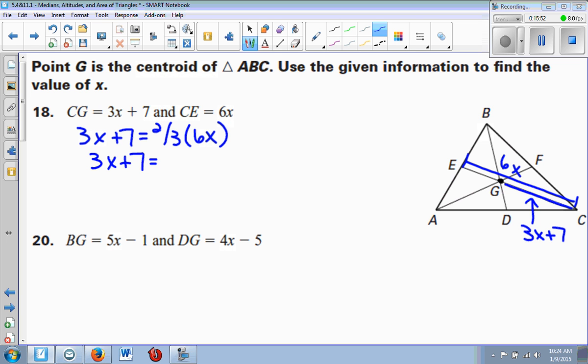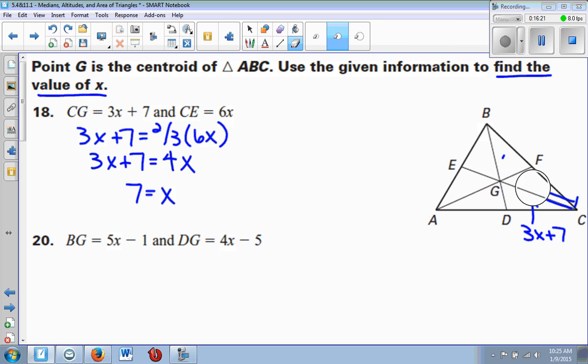2/3 of 6x is 4x. And if we subtract 3x, we get 7 equals x. Now, if the problem asked me to figure out what was the length of CG, what was the length of EG, or what was the length of EC, I would have to take that x and plug it in. This particular problem just says find the value of x, so we are done with the problem at that point. Now I'm going to erase that stuff, and we're going to move down to the next problem.